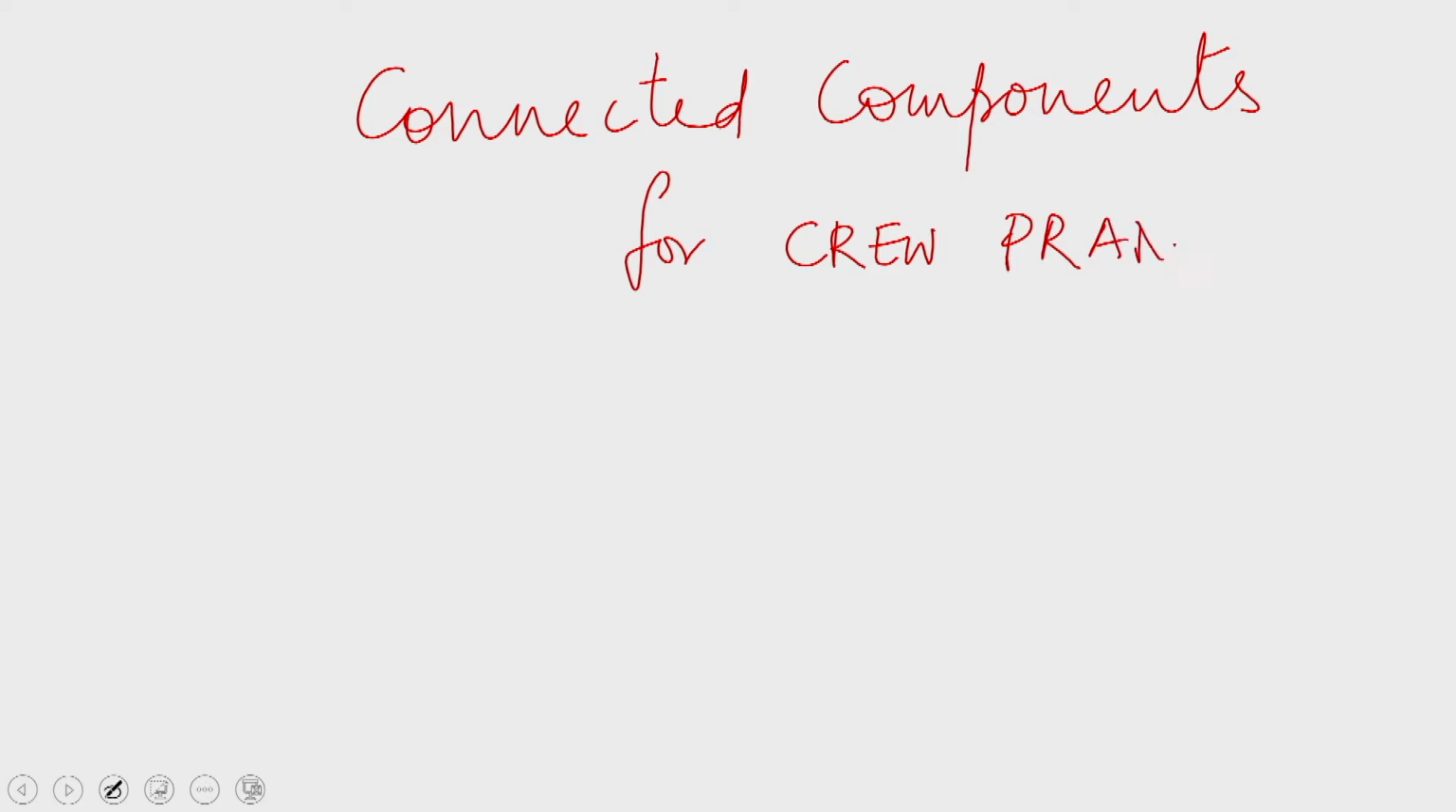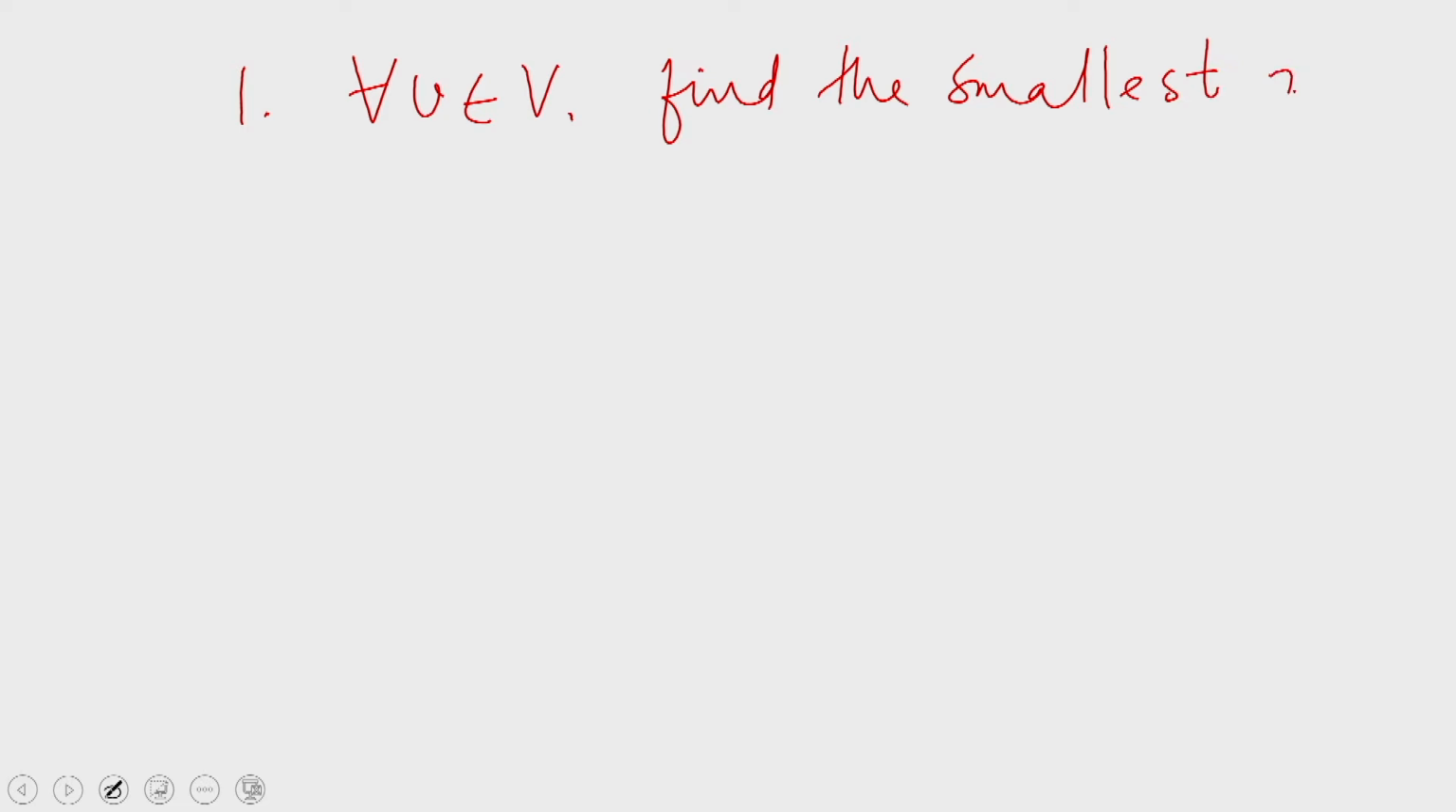Let us do a recap of what we have seen. In the first step of the algorithm, for every vertex of the graph, we find the smallest neighbor. We do this using pointer jumping over the adjacency list of every vertex V. Therefore, this can be done in order of log n time.